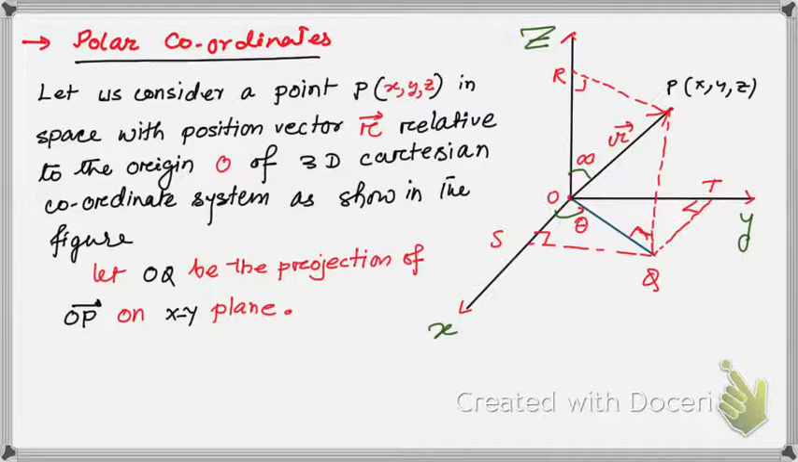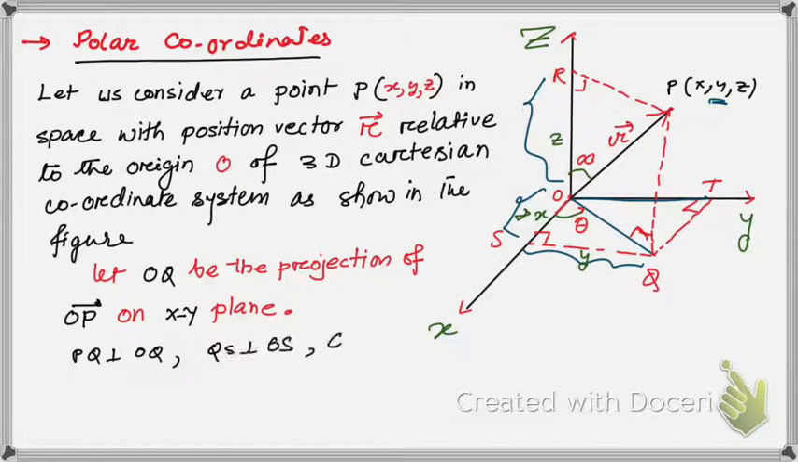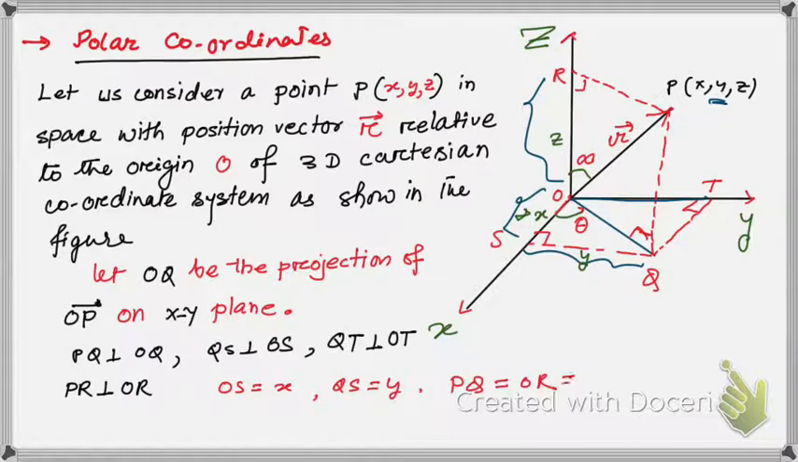Right, now you see, what are the perpendiculars we have drawn? Here you can see, as the coordinates of P are x, y, z, this length OS must be x, right? This OS must be x, and QS must be y, and OR must be z, right? So yeah, these are the perpendiculars we have drawn. OS is x, QS is y, then PQ is equal to OR.